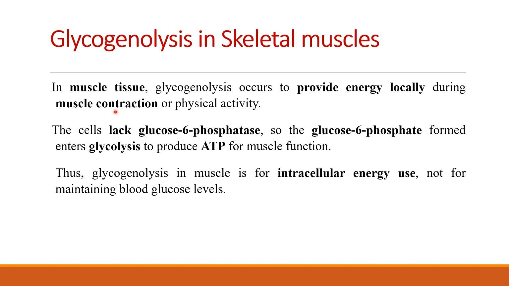Glycogenolysis in skeletal muscle tissues provides instant energy, mainly during muscle contraction or when a person is performing physical activity. Here, skeletal muscle cells lack glucose 6-phosphatase. So the glucose 6-phosphate which is produced will enter glycolysis and provide the ATP required for the functioning of the muscles. Glycogenolysis in muscle is only for intracellular energy use and not for maintaining blood glucose levels, as you see in the case of liver.